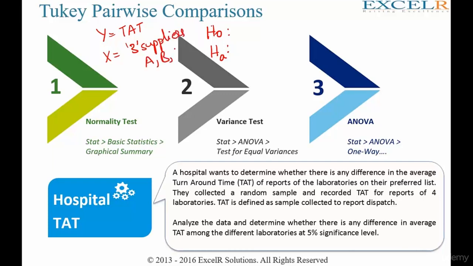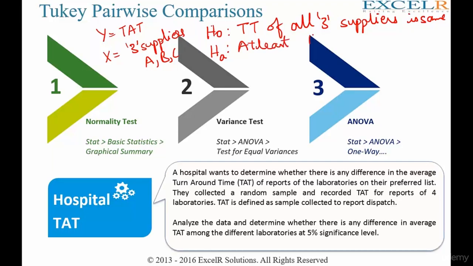A, B and C. Now when we composed the null and alternate hypothesis from an ANOVA perspective, this is how we composed. Null hypothesis was transaction time of all three suppliers is same, and alternate hypothesis was at least one supplier's transaction time is different.